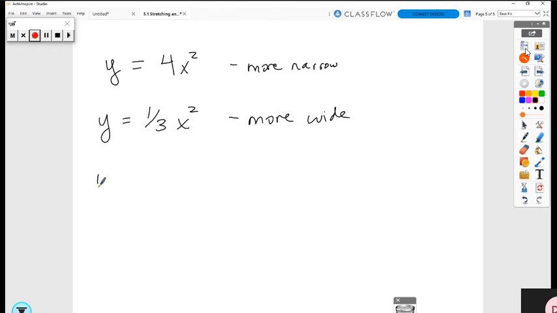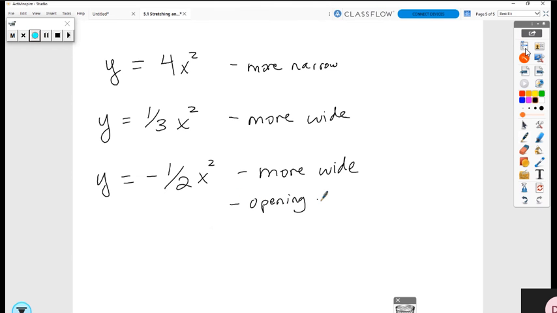What about y equals negative 1/2 x squared? More wide. I agree. But the only thing else that's different about this one is that it's negative. And what do we know about quadratics that are negative? Yeah. Opening down. Absolutely. Or some people might say it's reflected on the x-axis. Yeah. But I think they might want an example there.